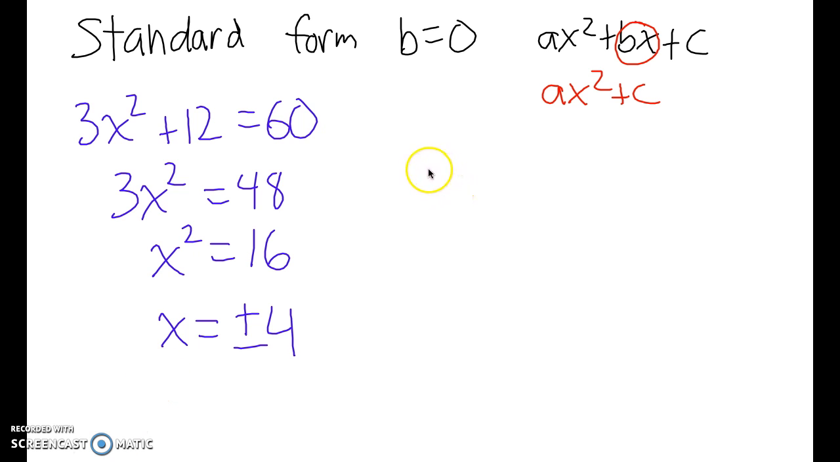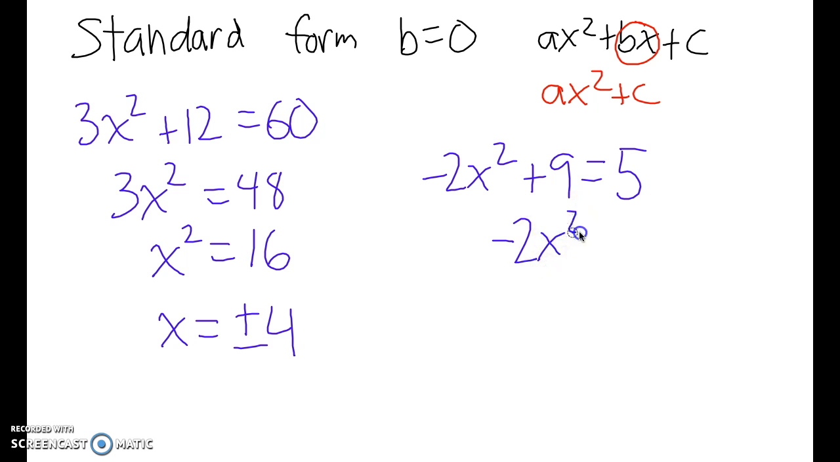And if we look at a second example, say negative 2x squared plus 9 equals 5. Once again, our c term's broken into two things. Notice the first thing that I do is actually combine that term together. So I'm going to subtract 9 from both sides. I get a negative 2x squared equals a negative 4. Then I'm going to divide both sides by negative 2. So x squared equals negative 4 divided by negative 2, which is just a positive 2.